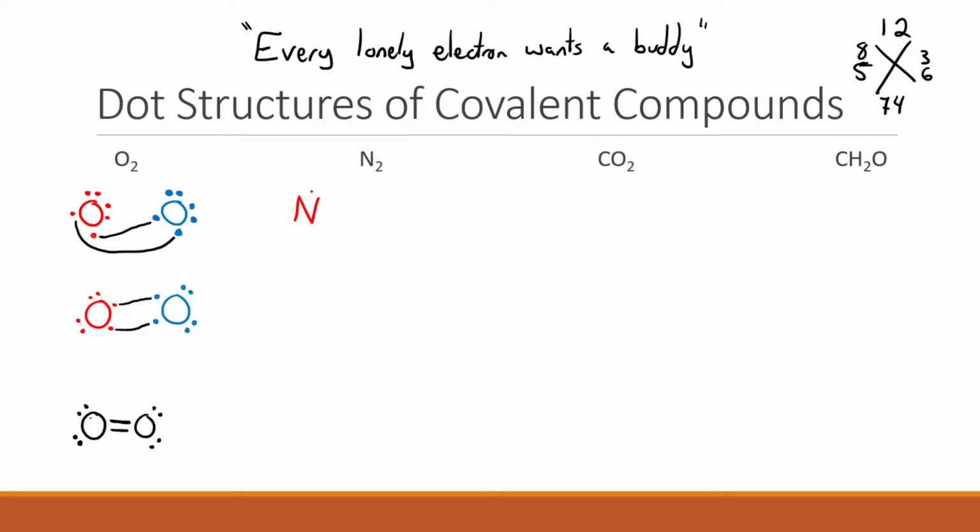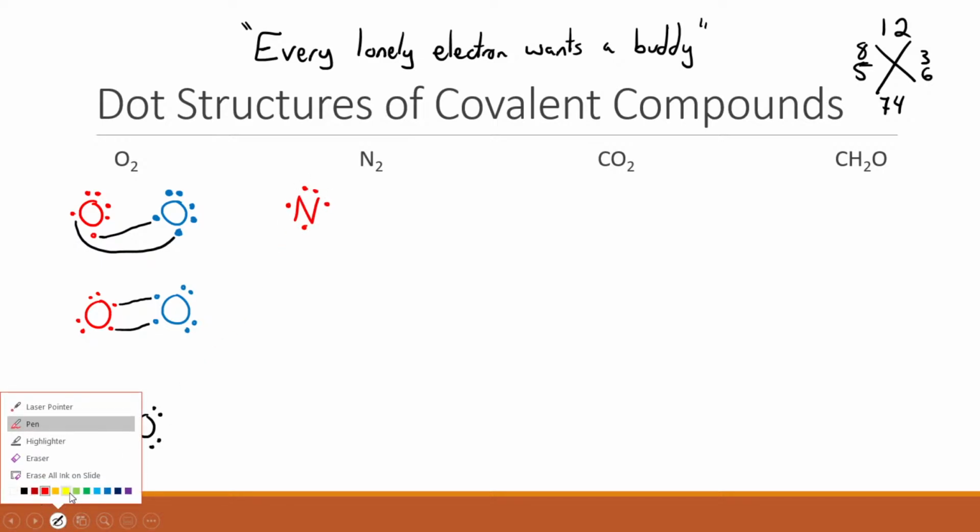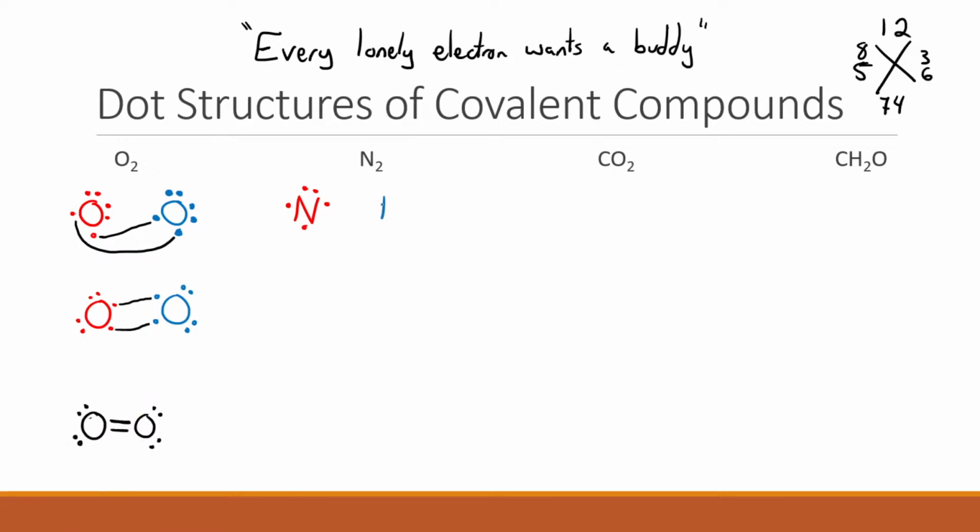Let's look at a pair of nitrogens. When I draw 2 nitrogens, each one has 5 valence electrons. I still need every lonely electron to get a buddy. And so in this situation, I'm actually going to make a triple bond. I'm going to bond the nitrogen to the other one once, twice, 3 times in order for every lonely electron to get its buddy.